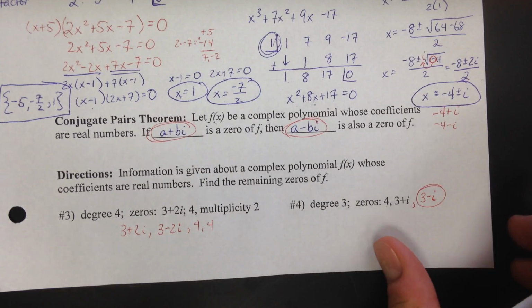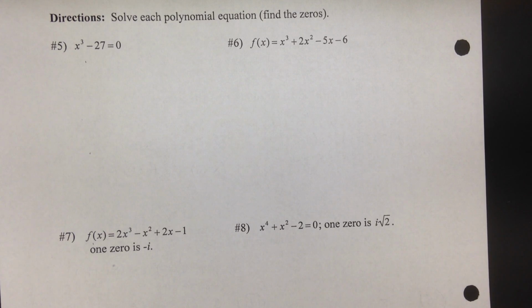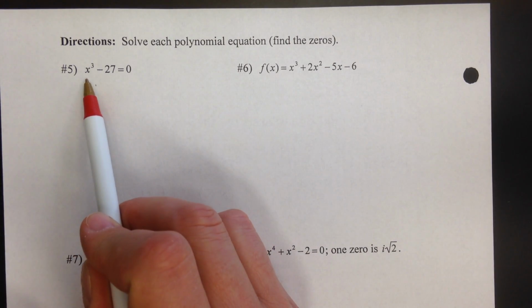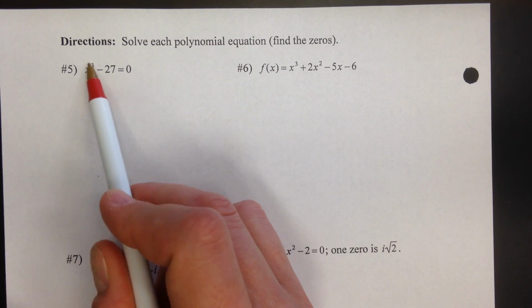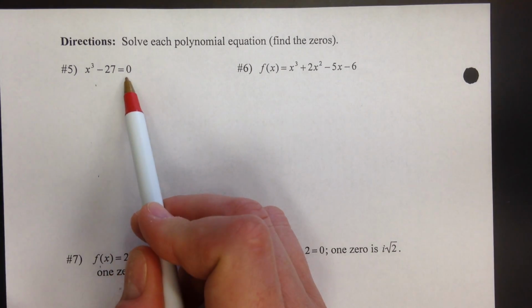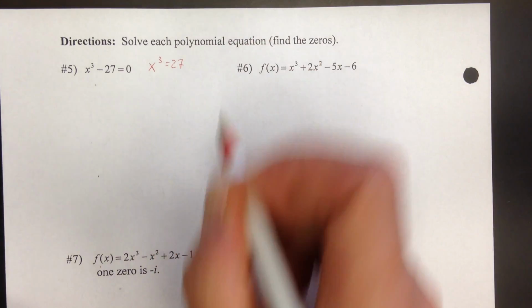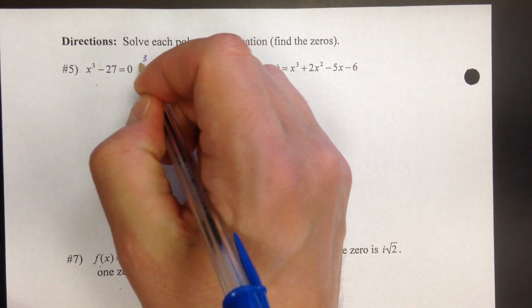All right, so let's flip it on the back. And we're not going to do all these, but let's take a few more examples here. Let's do number 5. Number 5 is kind of a cool problem. The reason why this is interesting is that you might be able to solve for one of the answers right away. Because you only have one x term, you might want to just add 27 to both sides and say that x to the third equals 27, and then to undo a cube, we take the cube root of both sides.